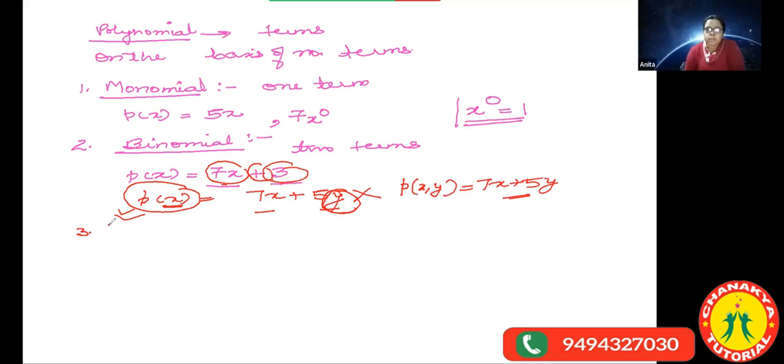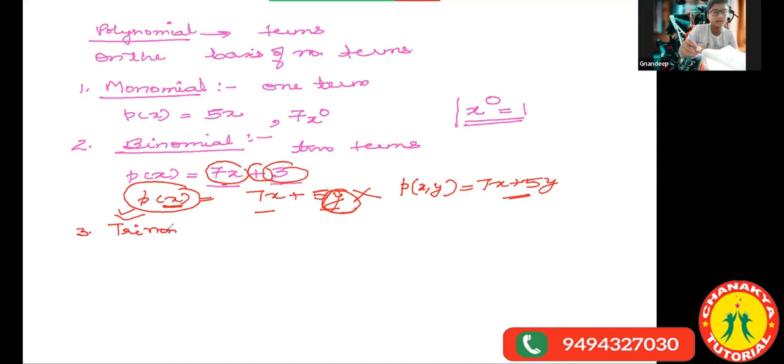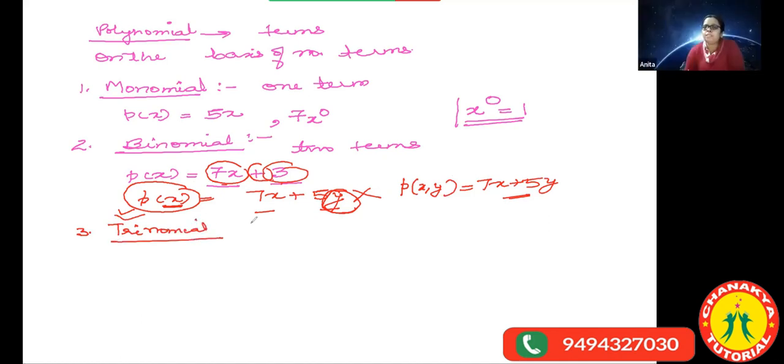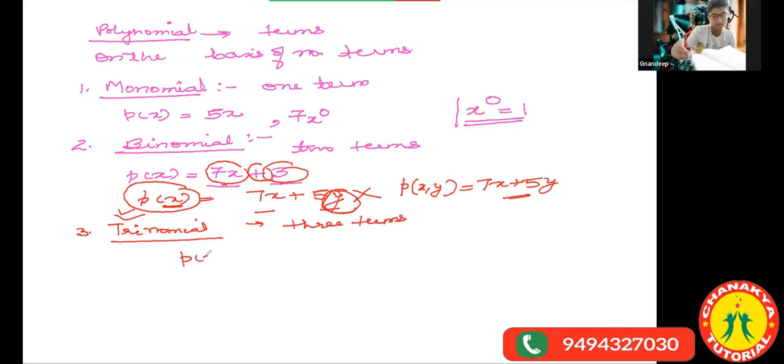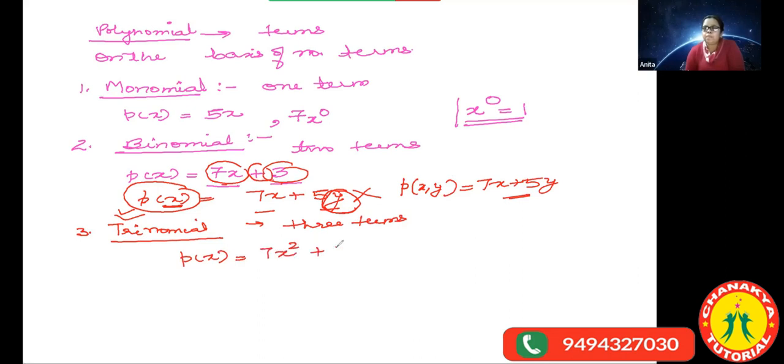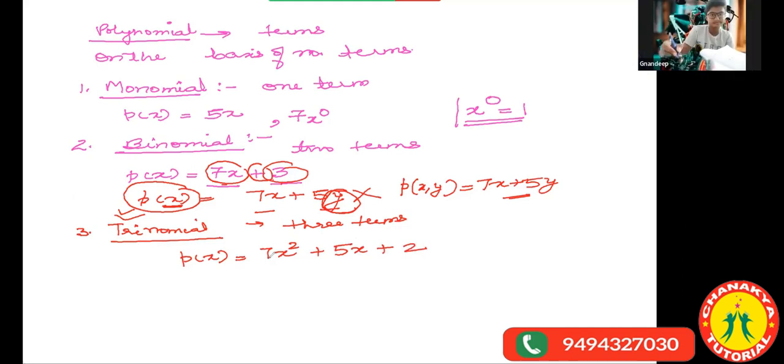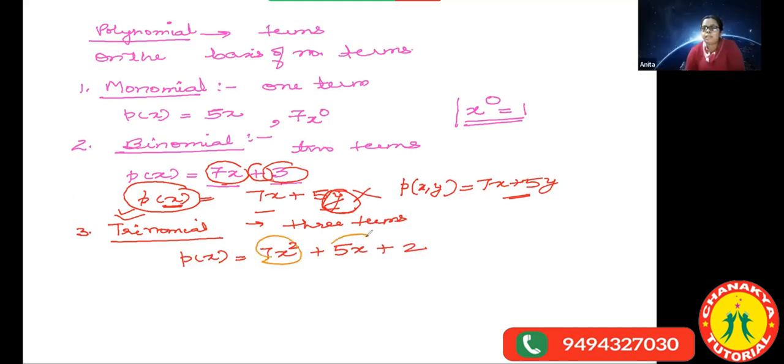Now third is trinomial. As the name contains three, it has three terms. Suppose p(x) is equal to 7x square plus 5x plus 2. Here how many terms do we have? 3 terms. First term is 7x square, second term is 5x, and last term is 2. So therefore it has 3 terms. So this is called trinomial. Children, I guess all have understood this.